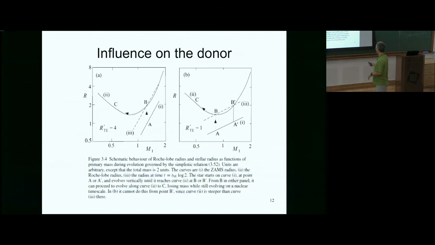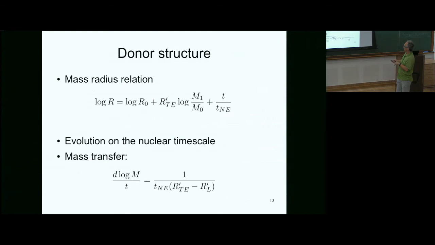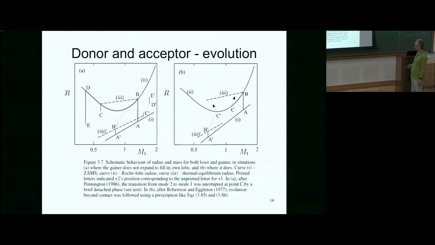I'm not going to do this calculation. I'll just show you this to make you appreciate the additional complications that we have here. And the complications are such that when we start from here, we go up to B, and at the same time the companion is at A prime and goes to B prime. The companion, which is a less massive star, will evolve in a slightly slower way, and when the mass starts to flow onto it, it finds itself at point B prime.